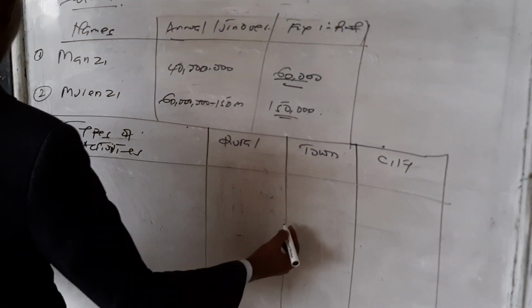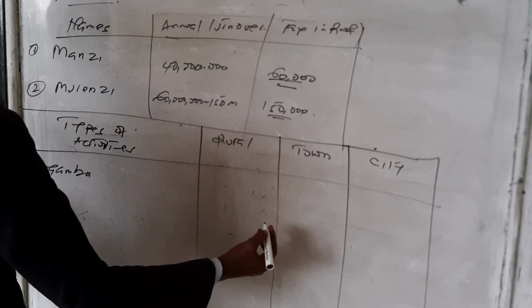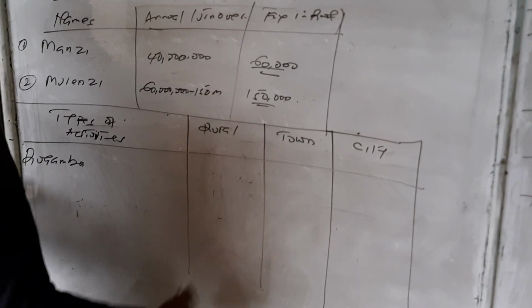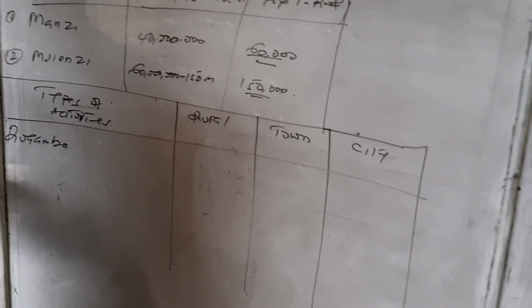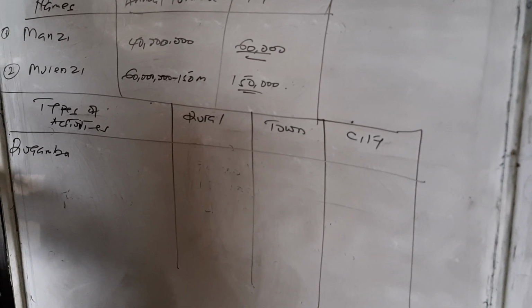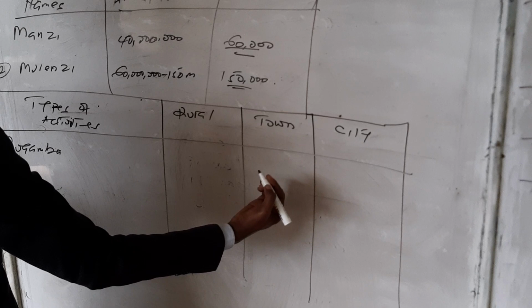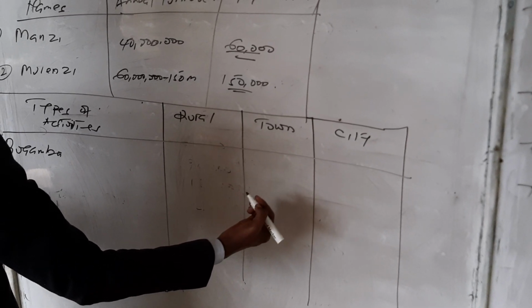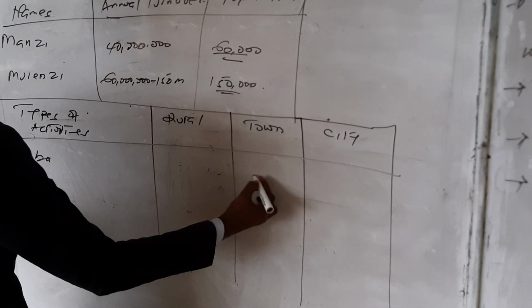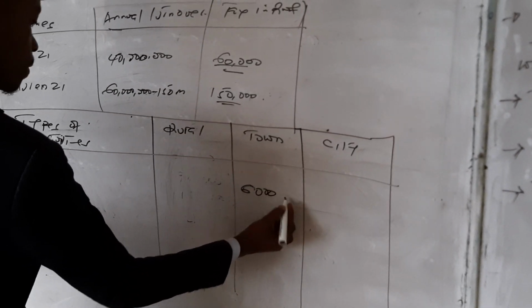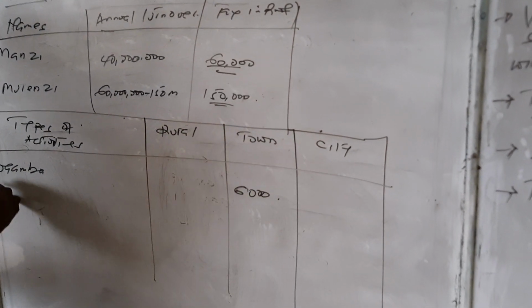Therefore, we will have to pay 60,000. Operates in second-hand clothes in Kabarondo, so he will have to pay 6,000. He's operating in the town.